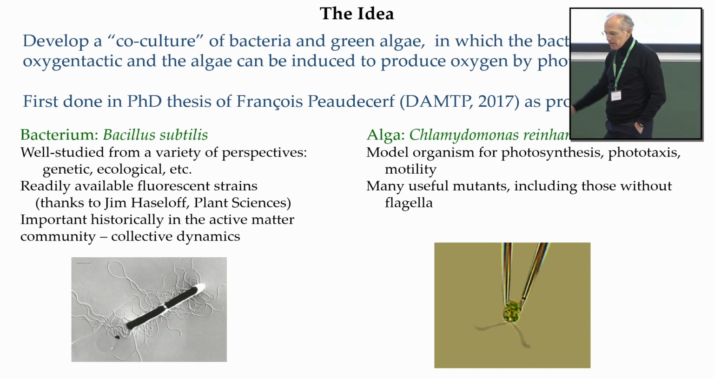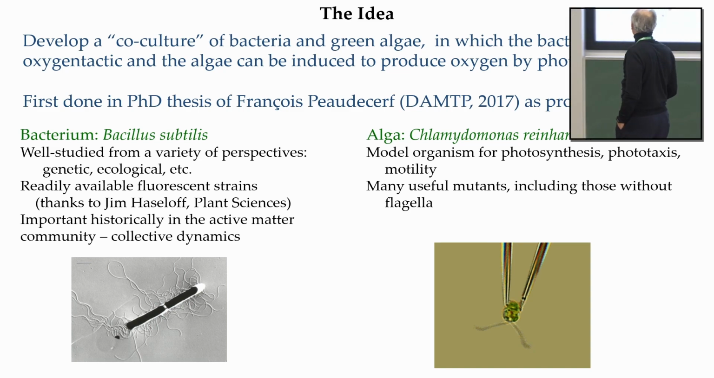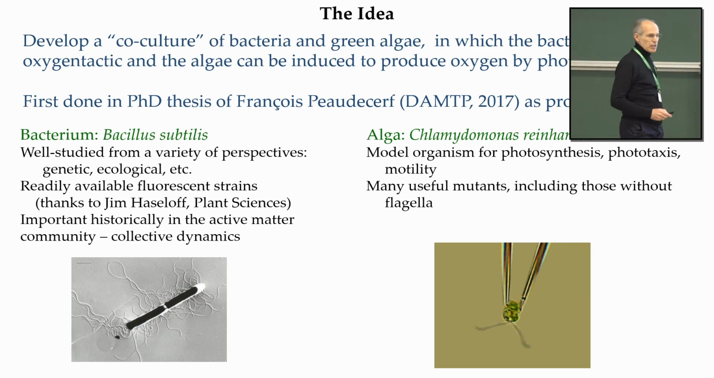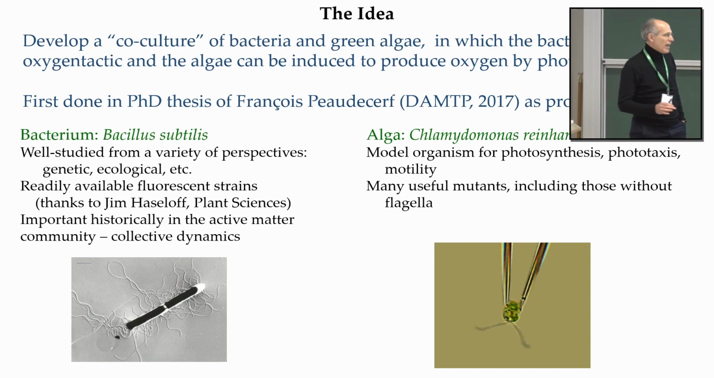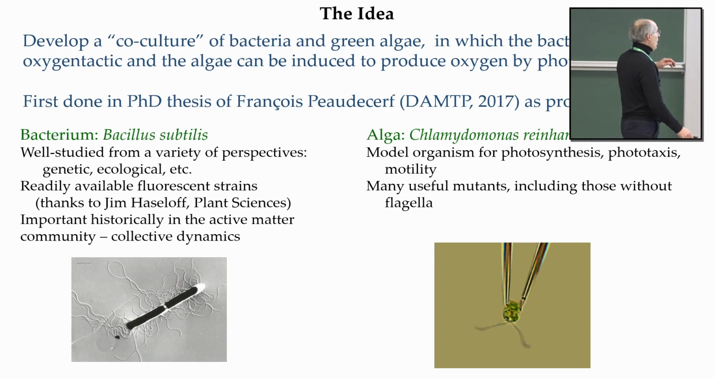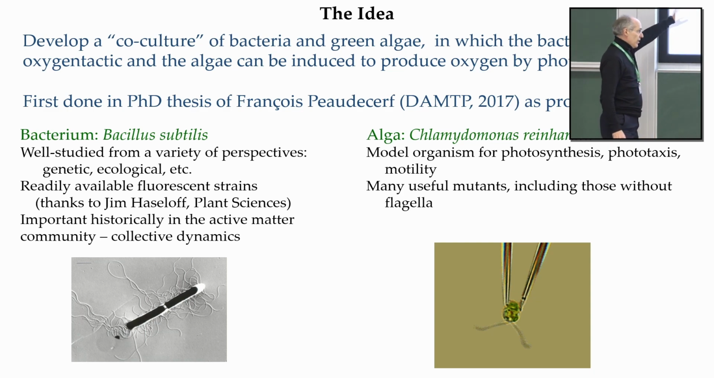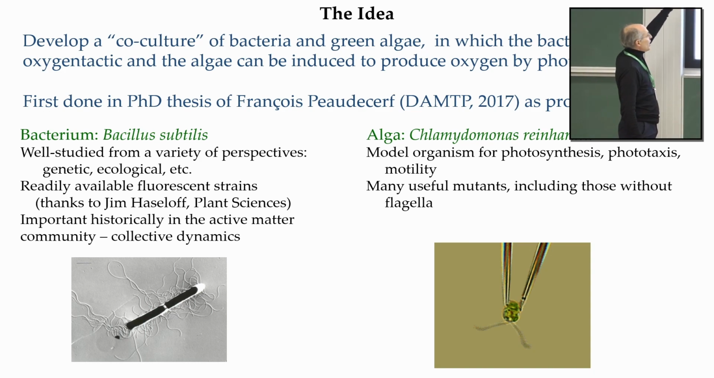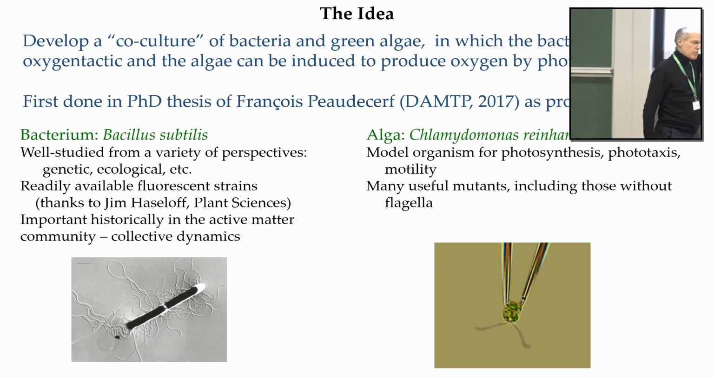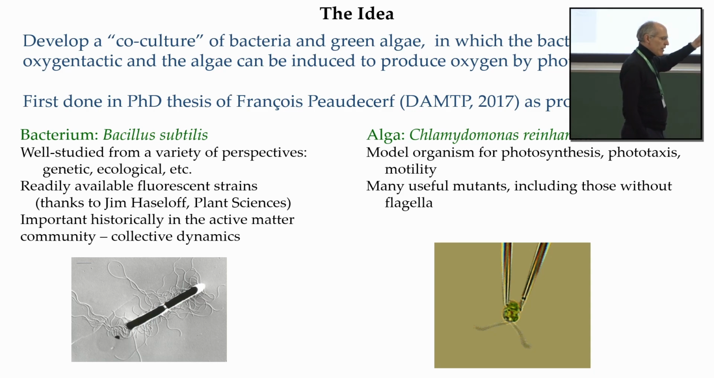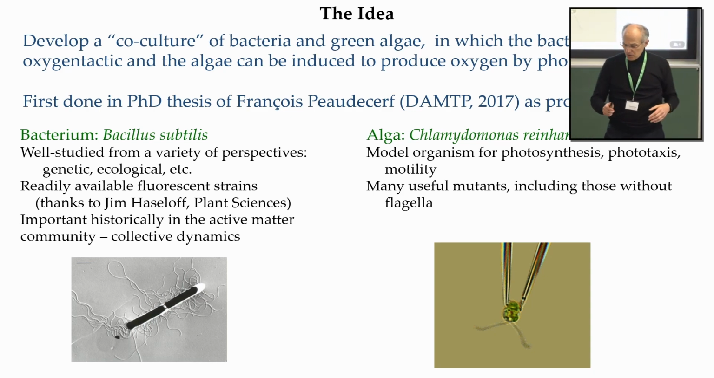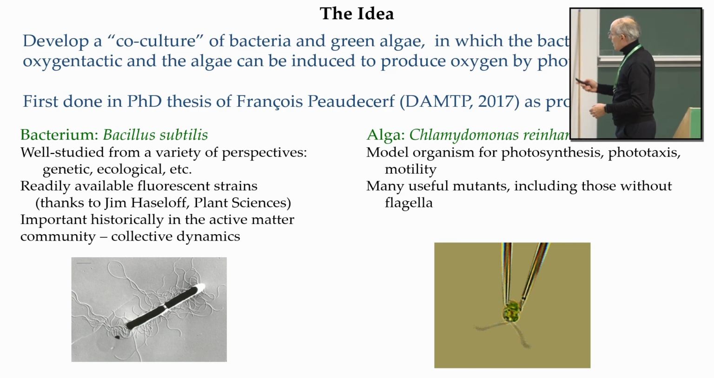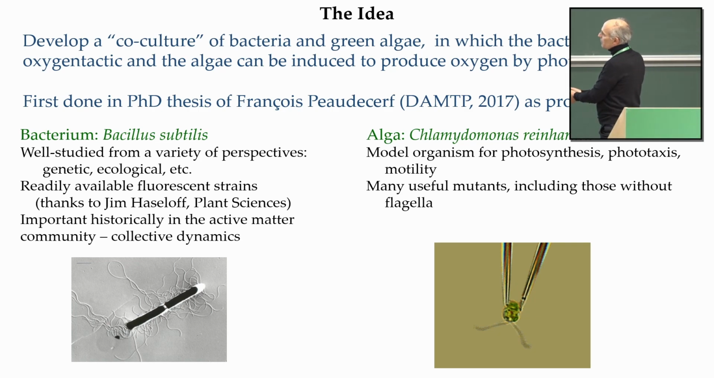And you could use many. But we had a lot of experience with the bacterium Bacillus subtilis, which, as I'll explain, has been very important in the history of active matter for the various phenomena that it exhibits. It's well studied from a whole variety of perspectives. It's often used to study sporulation and all sorts of issues of biofilm formation. Most importantly, especially here, there are various fluorescent strains which we can take advantage of.